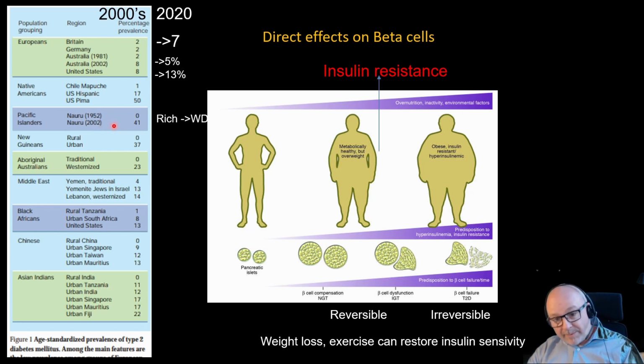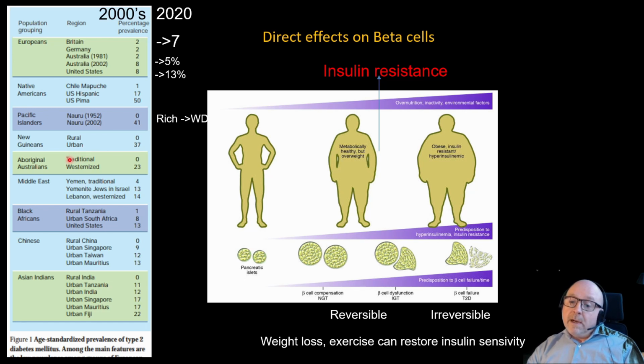They increased body mass index dramatically, and by 2002, 41% of the population was diabetic. You can see also New Guinea, whether they live in the jungle or in the city, the rate of diabetes shoots from 0 to 37%. And again, diet-induced diabetes or obesity.